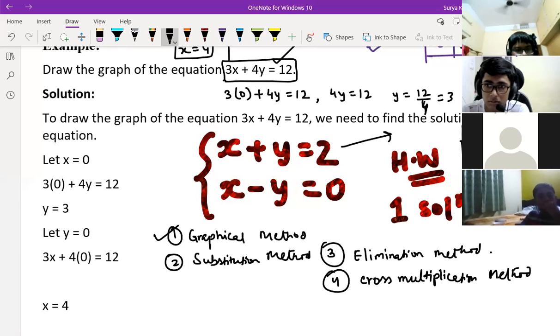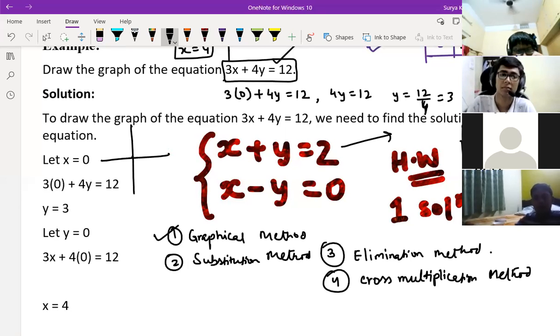How to represent, sir, 0 comma 2. 0 comma 2 is a point, Sai Charan. 0 comma 2 is a point. Why you are not understanding? See here. This is a graph. 0 comma 2, where x is 0 and y is 2. So this is 0 comma 2. That's it.